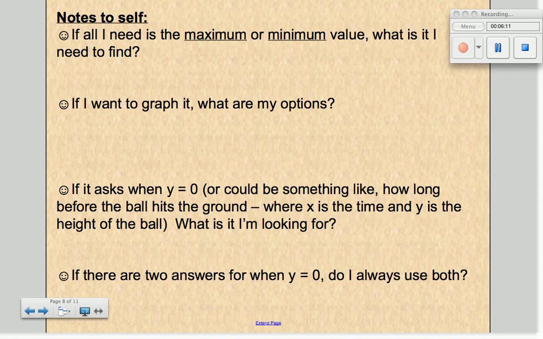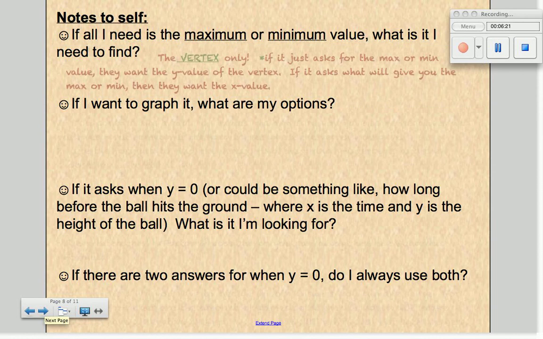Okay, so getting into some word problems. If all that I need is the minimum or maximum value, what is it you're trying to find? So if you've got a word problem, they give you a formula or an equation, and it says what is the maximum profit when you sell so many games. All you need to do is find the vertex. You don't have to graph it, you don't have to find the x-intercepts. All you need to do is use x equals negative b divided by 2a to find x, plug that in to find y. It's the only thing you have to do.